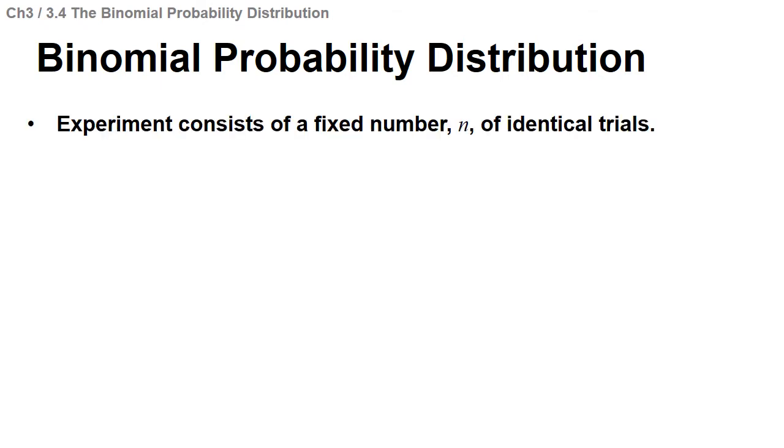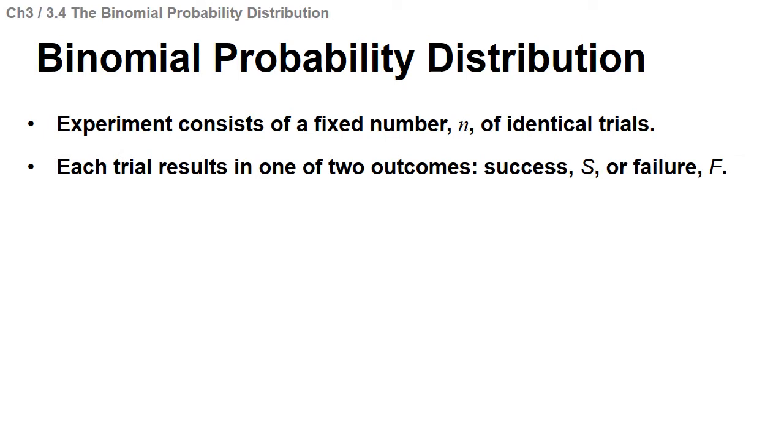The second distribution is the binomial probability distribution. Probably some of you may have heard about it, and let's define it. The experiment consists of a fixed number n of identical trials, actually n identical Bernoulli trials. Each trial results in one of two outcomes, success or failure.